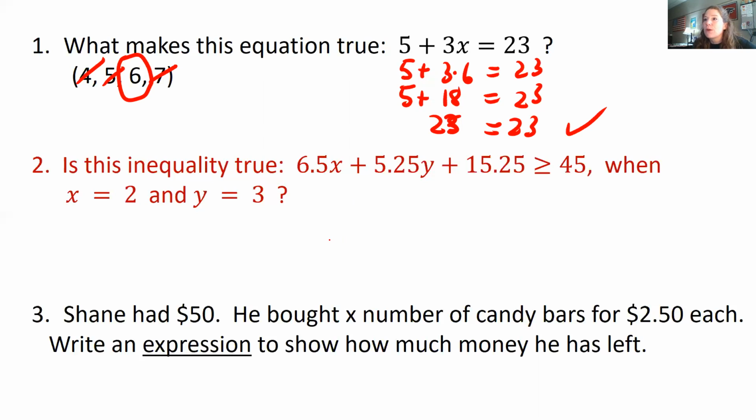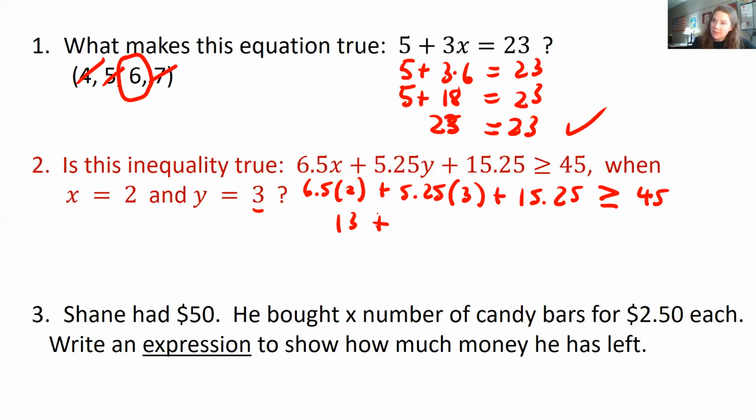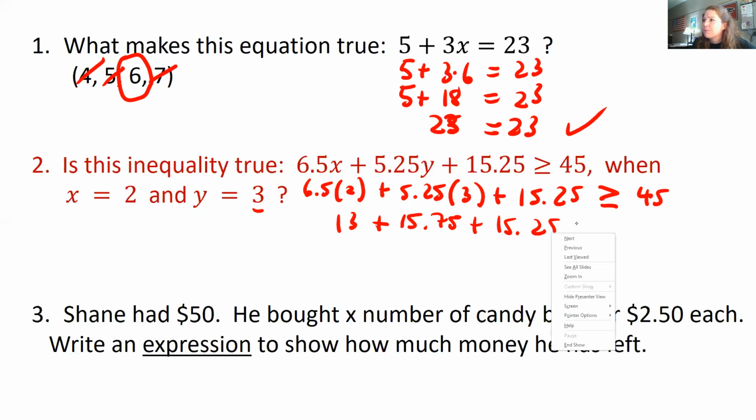Number 2, is this inequality true? So I'm going to multiply 6.5 times 2. I'm going to add that to 5.25 times 3. And I'm going to add 15.25 to that and see if that's greater than or equal to 45. So 6.5 times 2 is 13 plus 5.25 times 3 is 15.75 plus 15.25. Is that greater than or equal to 45?